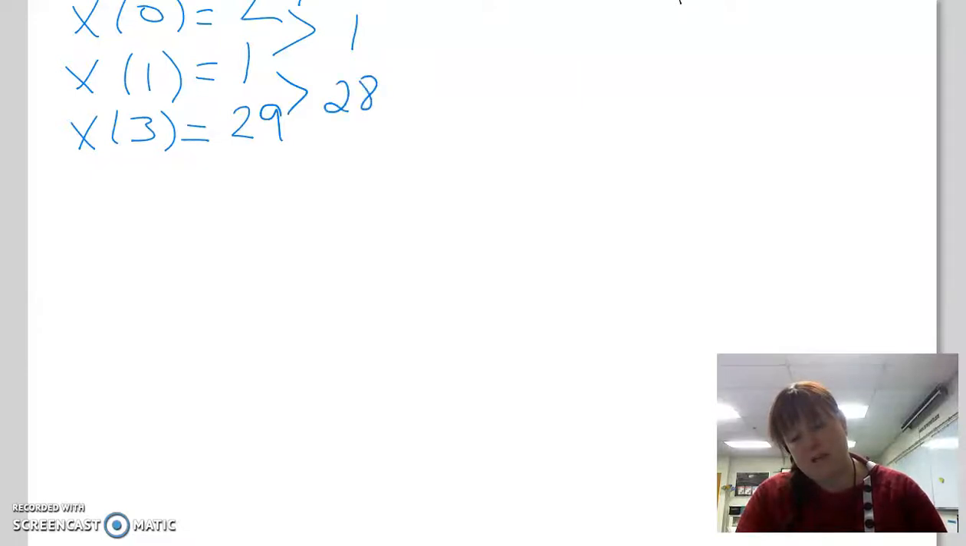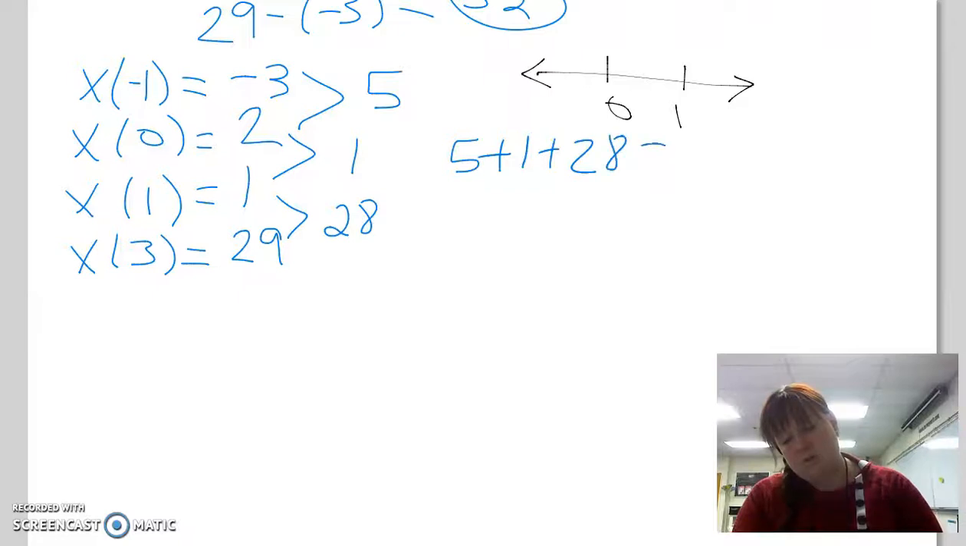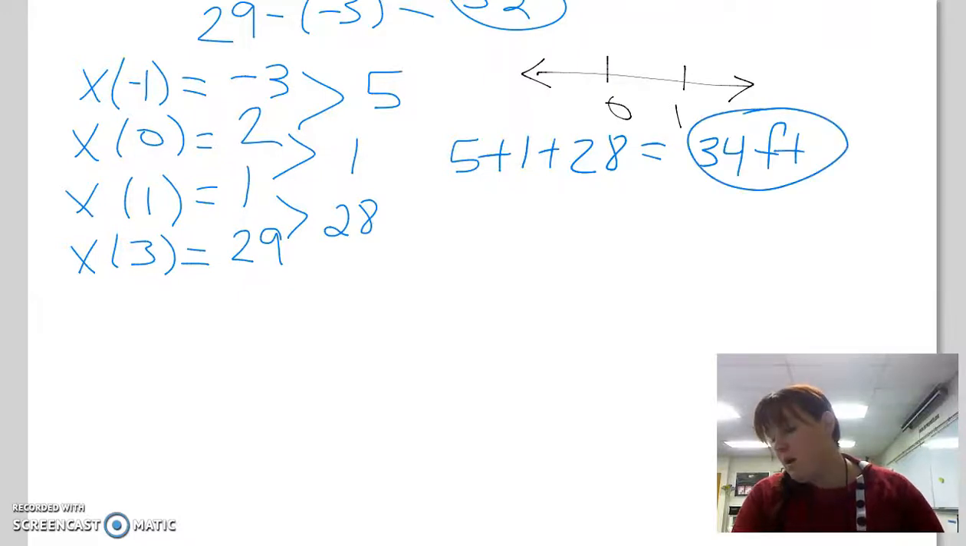It went to the right again, but it doesn't really matter, right? So what's our total distance traveled? Well, our total distance would be 5 plus 1 plus 28, which is 29 plus 5, which is 34 feet. Okay, let's move on to number 17. See if I can get this all in one.